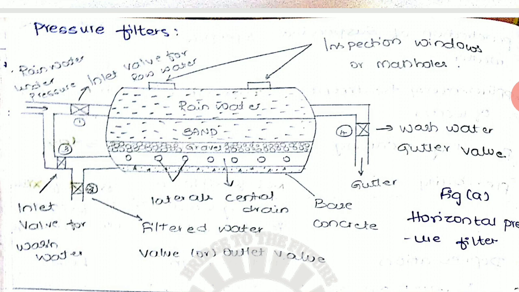and valve number 3 is also provided as an inlet valve for wash water. Even after filtering, below the gravel bed, there may be chances of some suspended impurities remaining, and that can be washed off and passed through valve number 3, the wash water inlet valve.